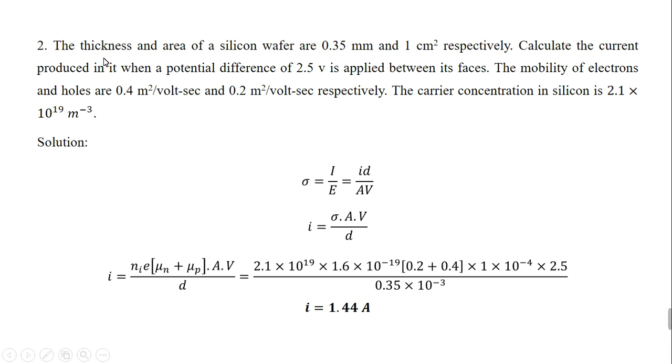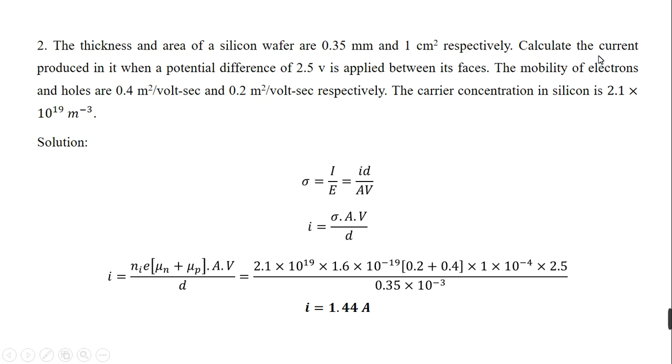So first list out the given values here. Okay. So thickness of the silicon is given here, 0.35 millimeter. Remember, this is given in CGS. We have to convert this into SI units. 0.35 into 10 raised to minus 3 meters you write down. D is equal to, thickness D is equal to 0.35 into 10 raised to minus 3 meter. And area is given as 1 centimeter square. That you write it as 1 into 10 raised to minus 4 meter square.